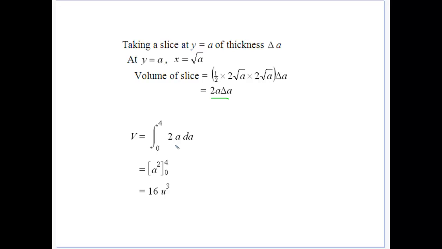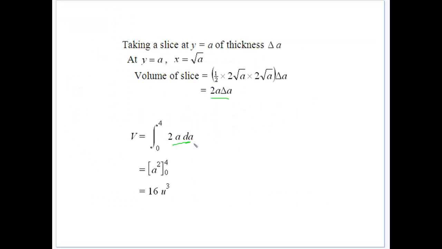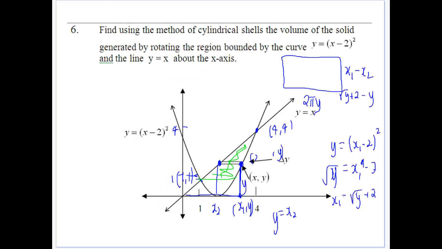Doesn't really matter what the variable is. So we know we're going to integrate 2a or 2y with respect to the thickness there. Integrate it, we get a squared between 0 and 4, gives us 16 units cubed.